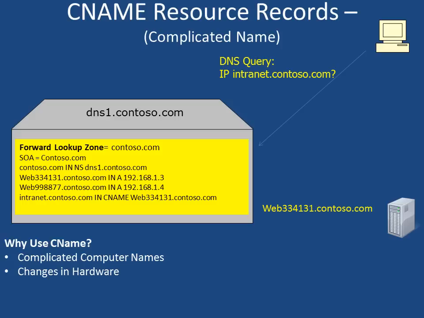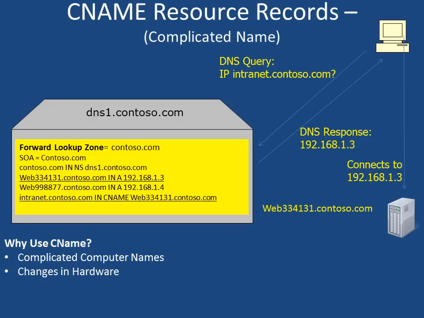So when someone is using their local machine and types in intranet.contoso.com, the DNS resolver will look at the CNAME record. This point here takes you through the first one, which is intranet.contoso.com, and then points that to web334131. It then looks for web334131 and maps that directly to an IP address, and gets the IP address, and then the computer can connect to that web server, no problem.